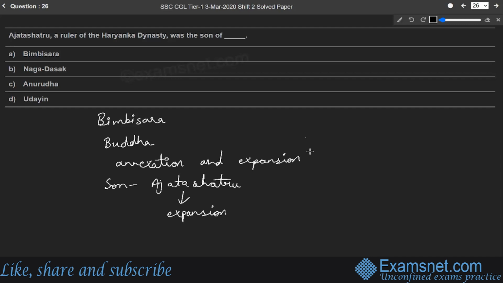And he also won the long war with Kosala in the form of a marriage alliance with the daughter of Kosala king. And Ajatashatru was then succeeded by his son Udayin. Udayin was the son of Ajatashatru.